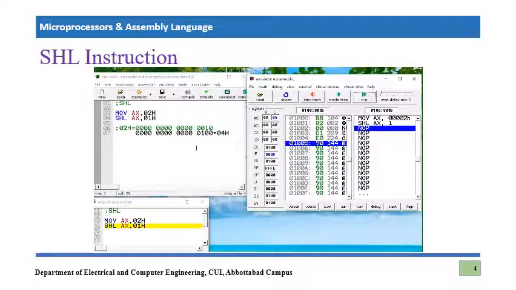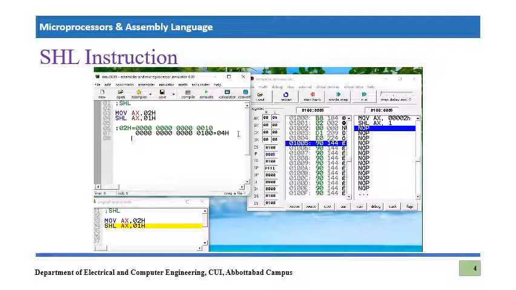Whenever you shift a number logically to the left, you are multiplying it by 2 to the power of the number of bits you are shifting. For example, the number was 2, and because we shifted 1 bit, we multiply by 2 to the power 1, which becomes 4, and that is the result. That means we are multiplying it. Let's check one more time.